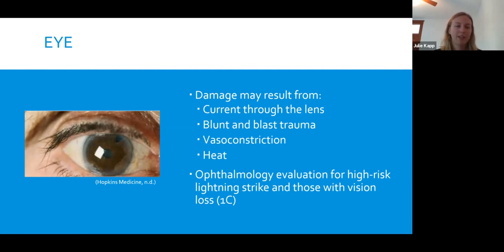There are several mechanisms by which the eyes can get damaged during a lightning strike. It could be a current passing through the lens, some blunt or blast trauma, vasoconstriction, or heat. And it's recommended that those who had a high-risk lightning strike, or anyone who had any sort of vision loss after a lightning strike, see an ophthalmologist, which is a 1C recommendation.